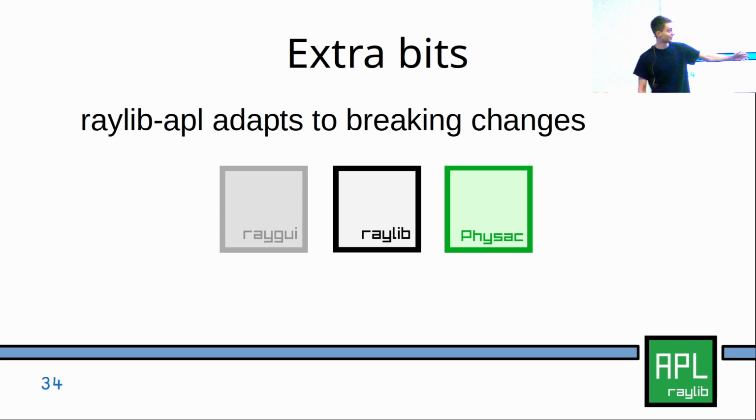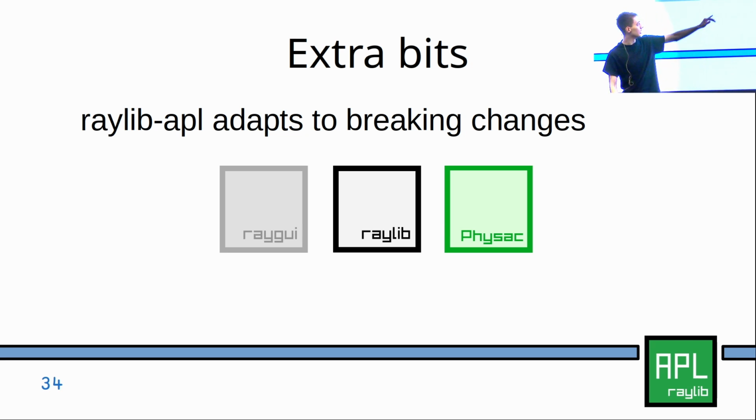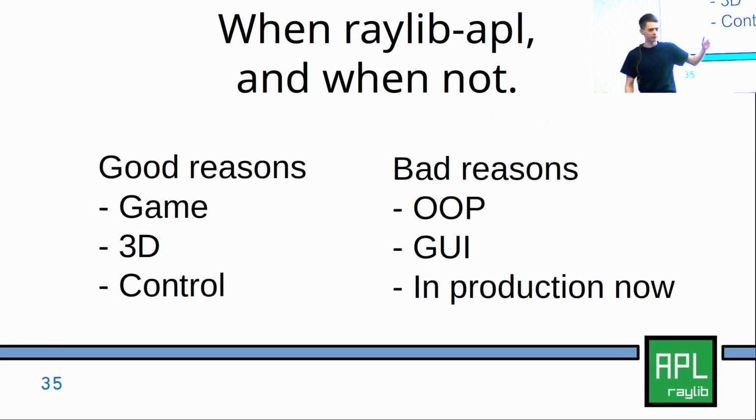And a fun consequence is there are other library add-ons. Raygui, which has the GUI you maybe saw. It's very simple. Only square buttons, square scroll bars, nothing fancy like QuadWC can give. And Physac, which is 2D physics. And all of these are now made with raylib-apl. All of them are shipped with it. Well, shipped, work with it.